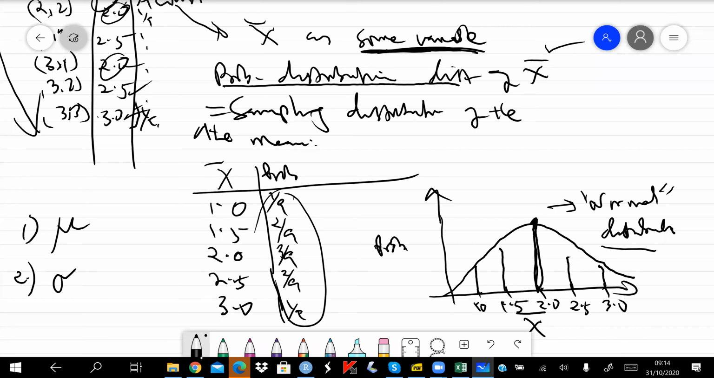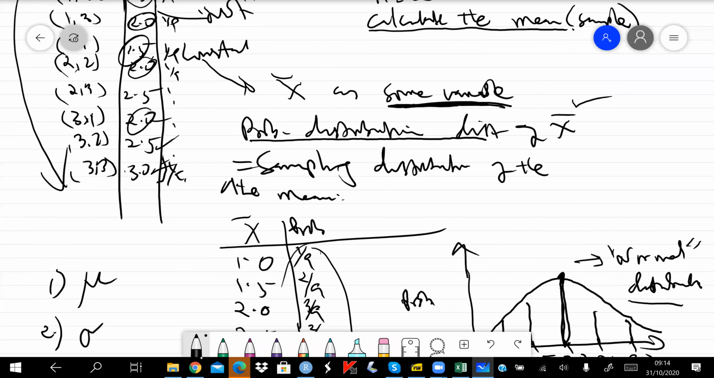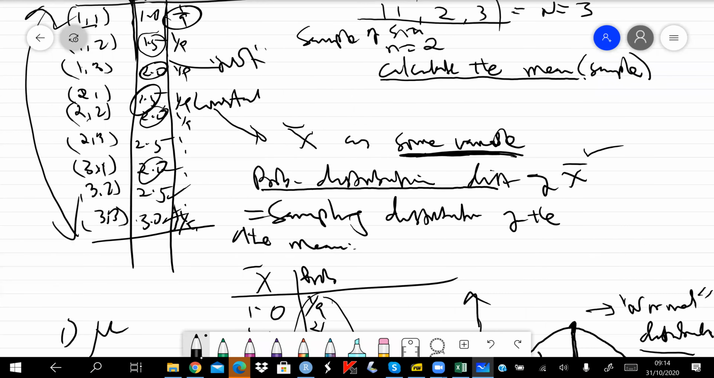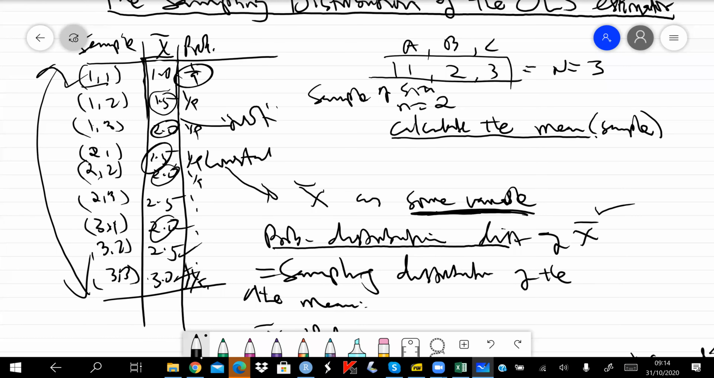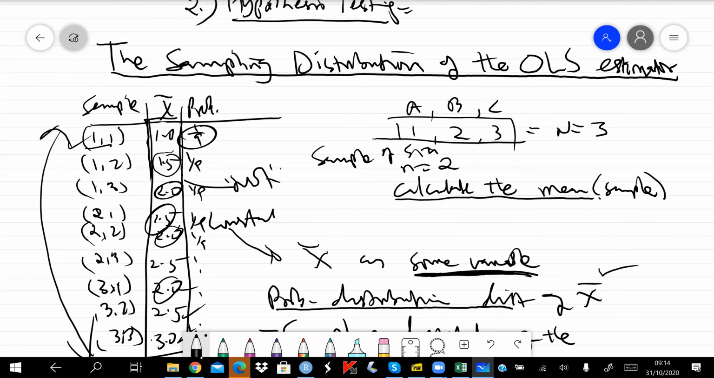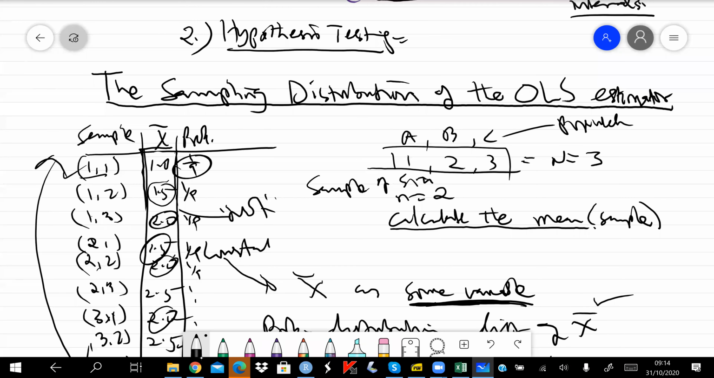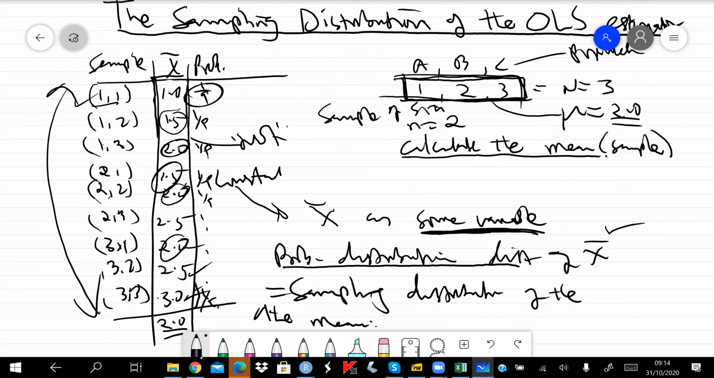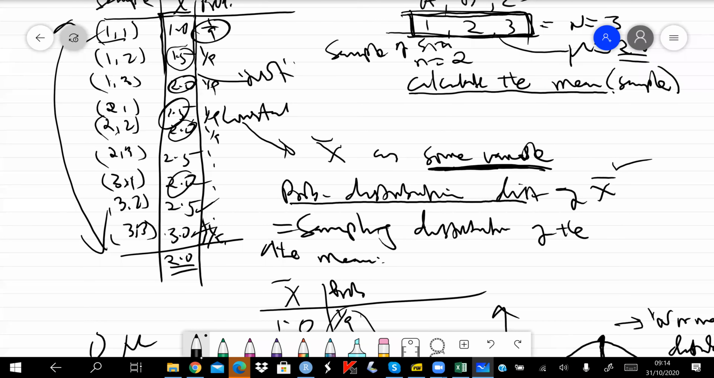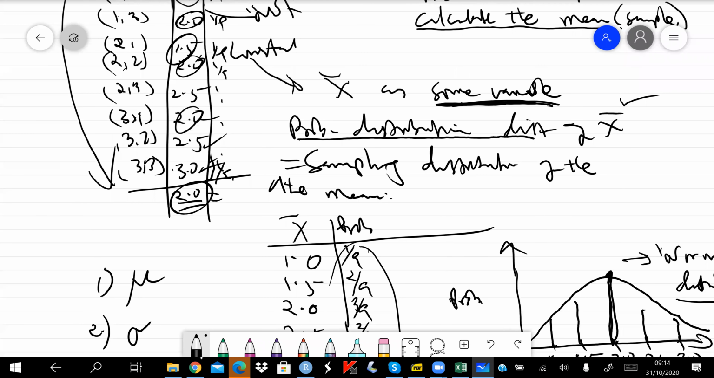Okay, so it is easy to show using this information that if you are to find the mean of the possible values of X bar, you notice that this will be equal to 2.0. And that is the mean. This is my population, remember. So if you find the mean of those three numbers, which is mu in this case, it will also be 2.0. So we're saying that now X bar, the sampling distribution of the mean, is normal with mean equal to mu.